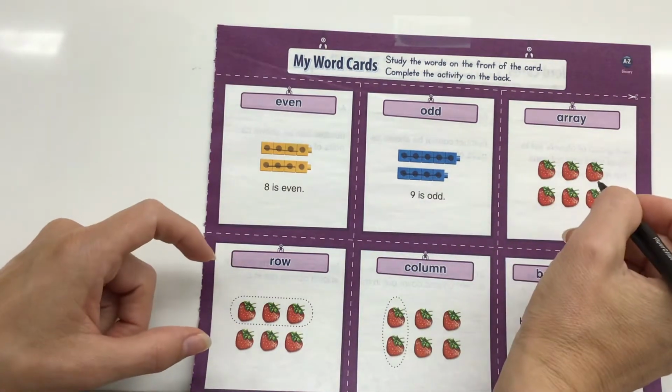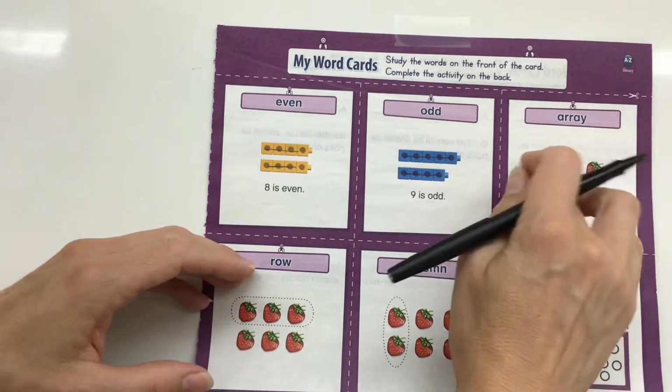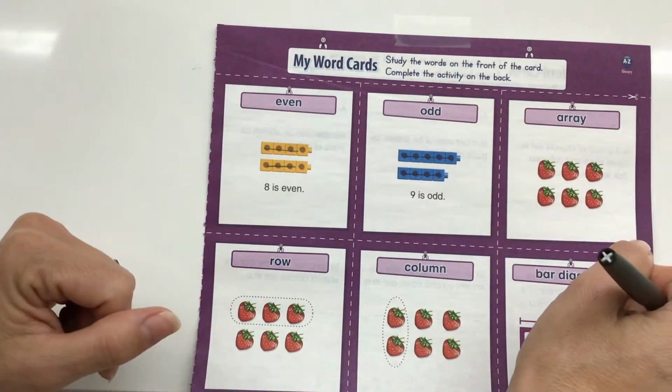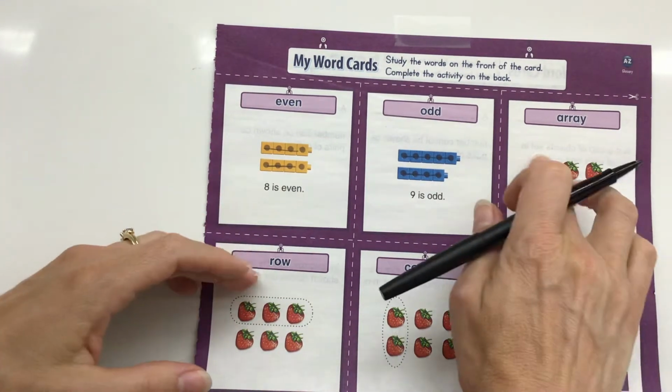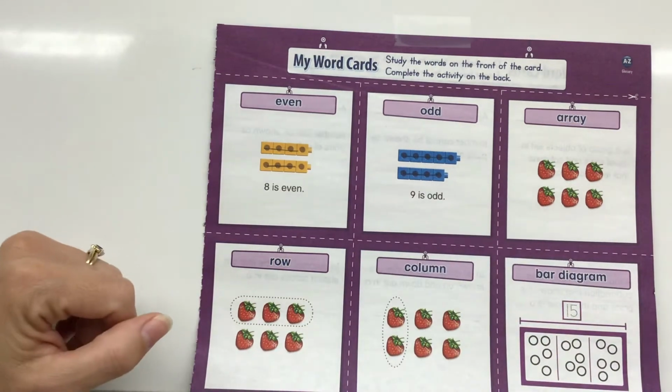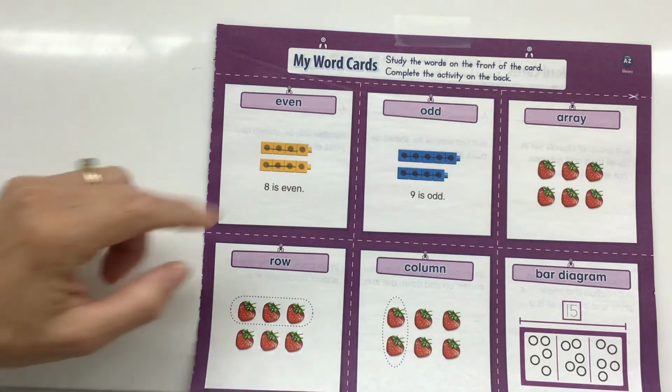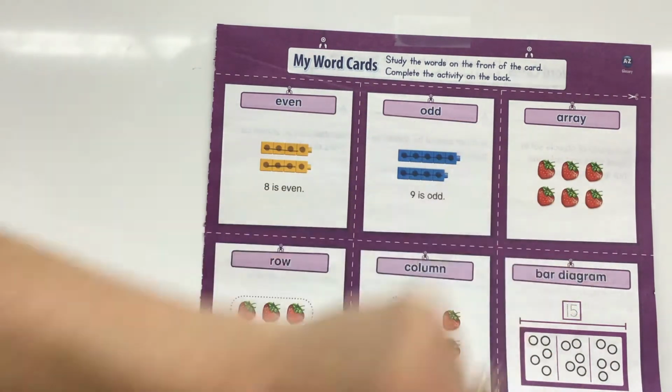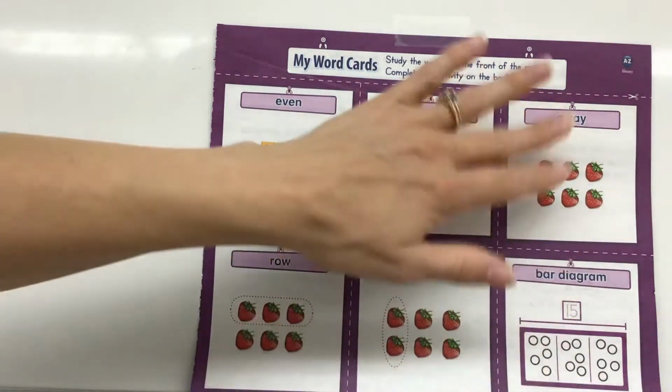An array is a grouping, kind of when we do like a 10 frame. That's almost like a couple arrays. It's just kind of grouping them. Okay? And an array is equal. Okay, you can see they're put in equal parts.